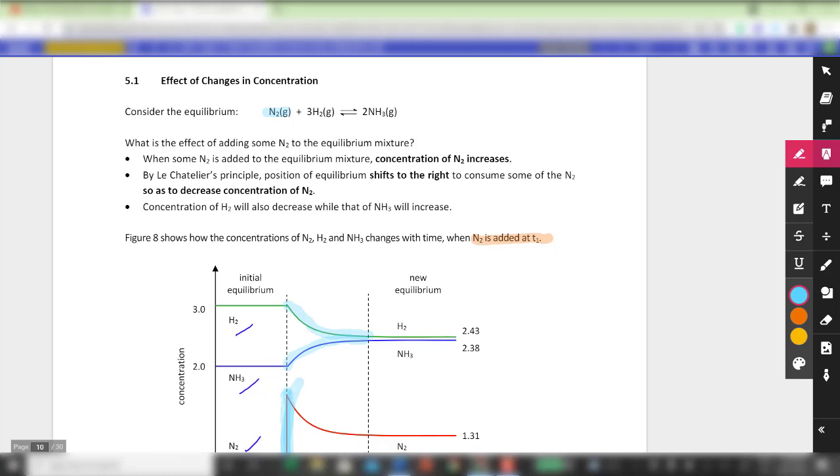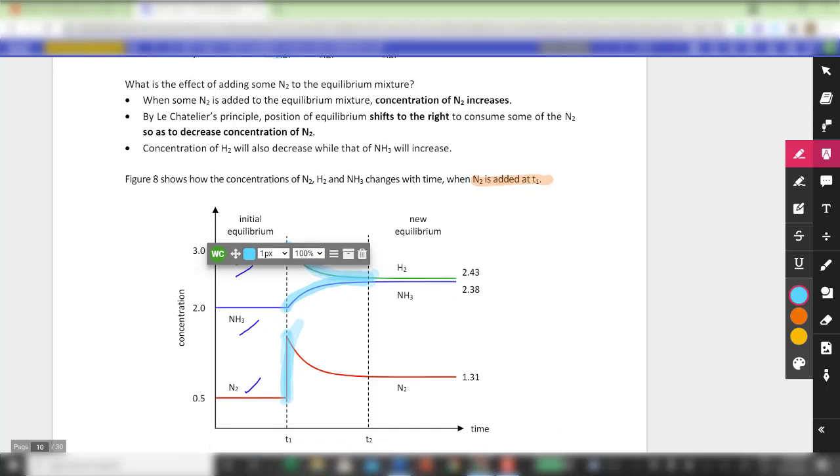So in order to reduce that change, the hydrogen present must react with some of the nitrogen being added. So in that case, I will form more ammonia. So that explains why the amount of hydrogen drops and the amount of ammonia increases. Yeah, so we need to understand the chemistry behind it, not just blindly memorizing it.